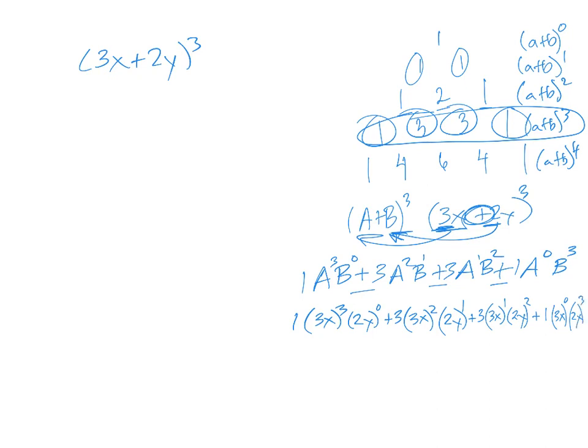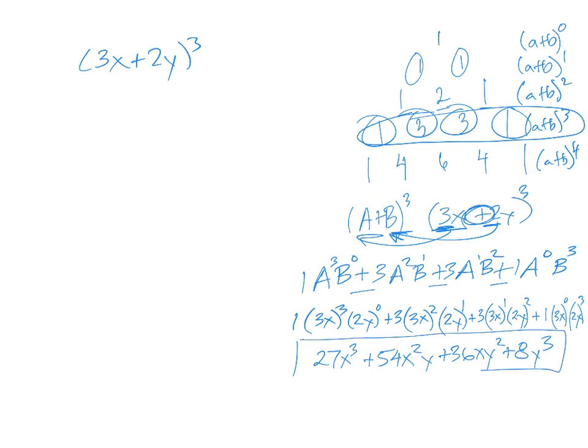All right, we simplify it, we polish it all up, and we get this. 27x cubed plus 54x squared y plus 36xy squared plus 8y cubed. Now, both methods seem to take the same amount of time, but once you go higher in power, I would say the Pascal's triangle method is more efficient. So you choose which one you want to use.